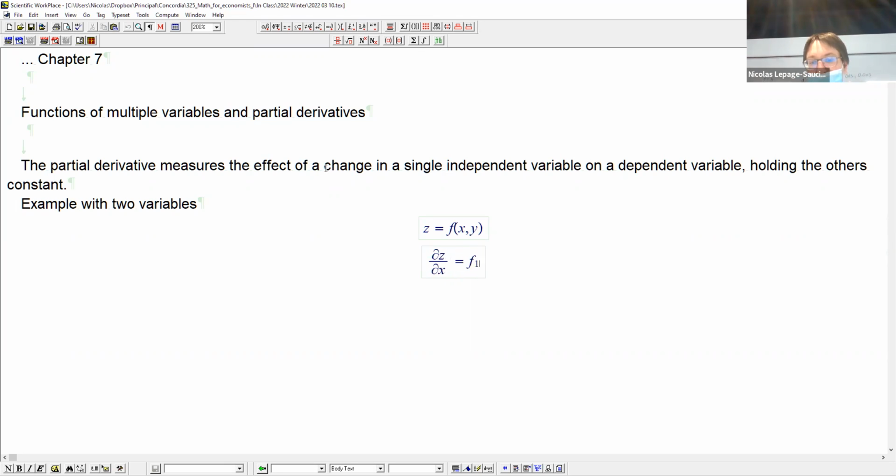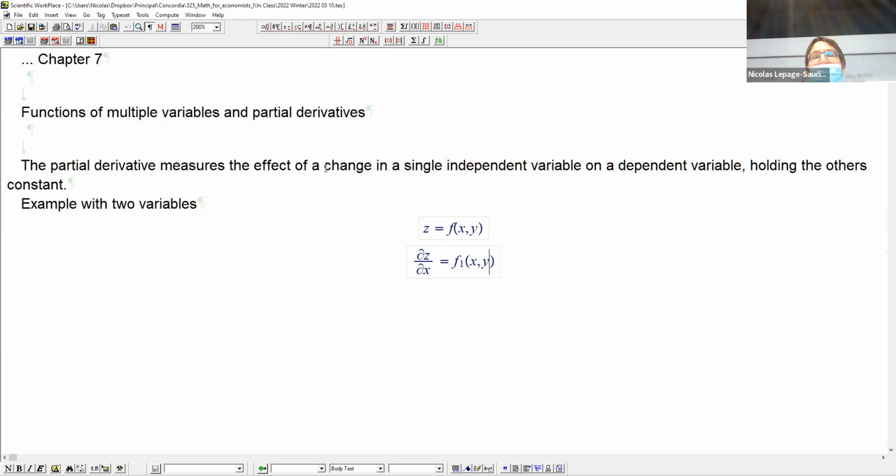So I can write this one, for instance, to say that I'm taking the derivative with respect to the first argument of the function. And of course, what I get is essentially a new function, which is still a function of x and y, because the derivative will change if I change the value of x or y.